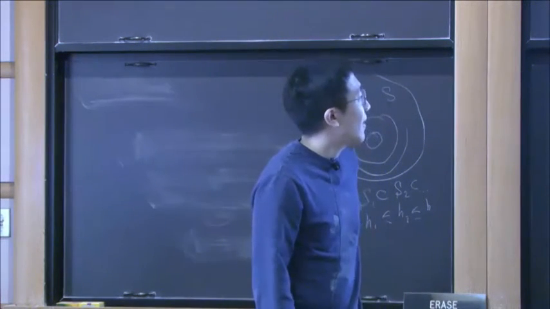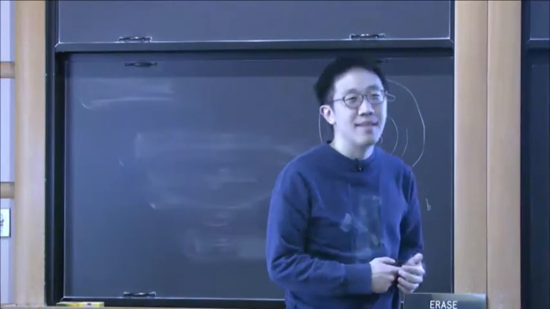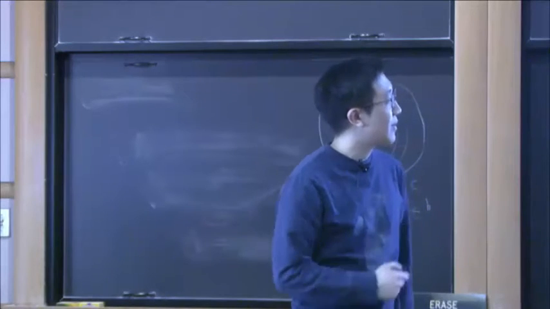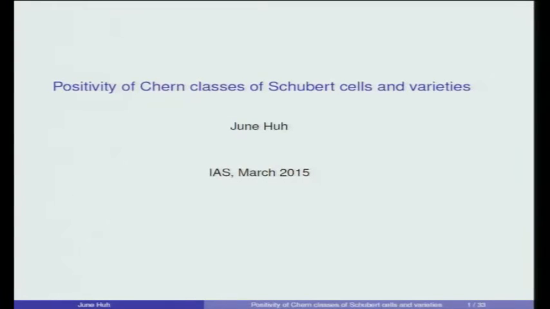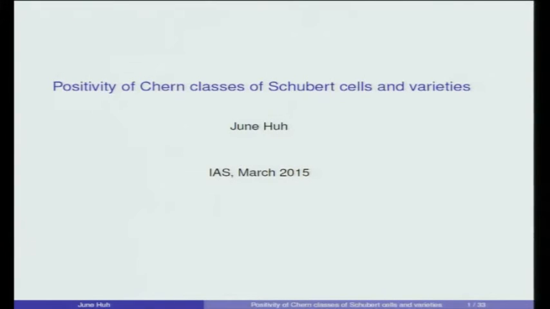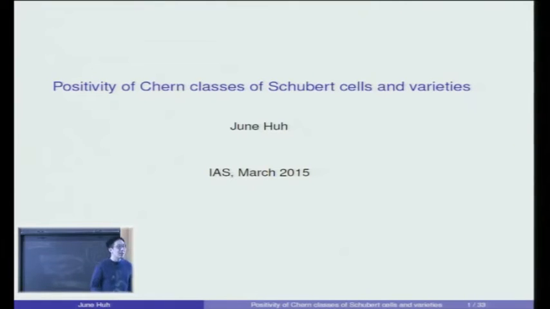I'll talk today about Chern classes of Schubert cells and varieties, and I should confess that I don't know that much in general about the theory of Chern classes, and even less about all the intricate combinatorics and geometry of Schubert varieties in Grassmannians. But nevertheless, I'll try to tell you one or two interesting facts known about positive Chern classes of Schubert cells and varieties.